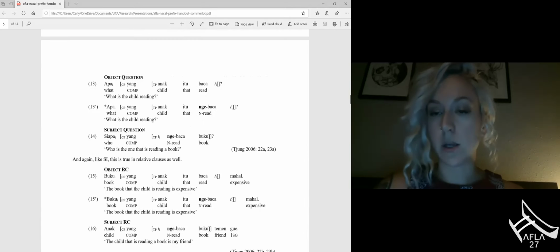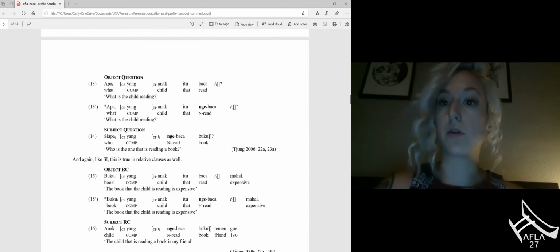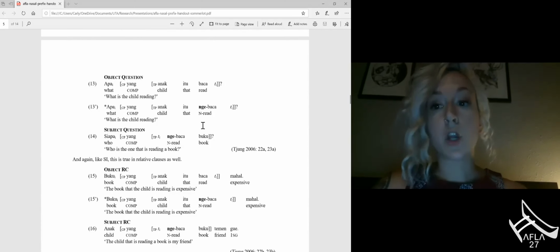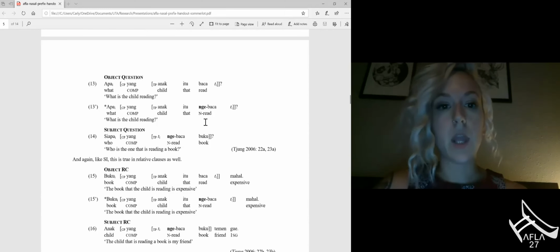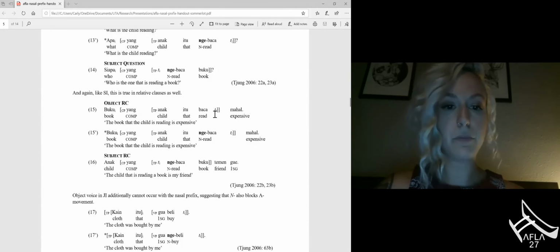So if we look again at WH questions, we see an object question in 13 cannot take the nasal prefix. It results in the ungrammatical form in 13 prime. But in subject questions, it's perfectly acceptable. And again, like standard Indonesian, this occurs in relative clauses as well, as we see in 15 and 16.